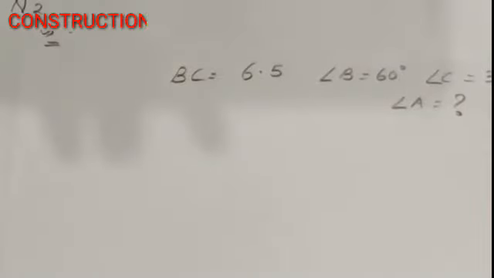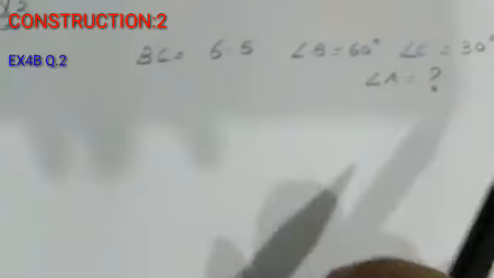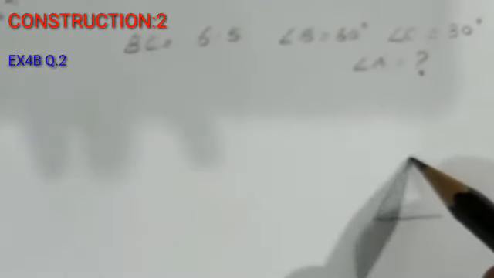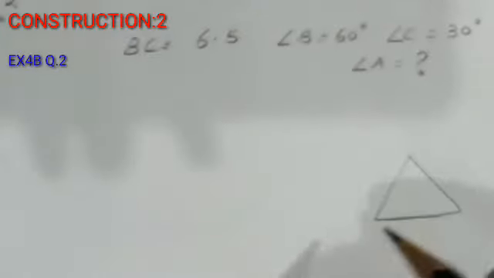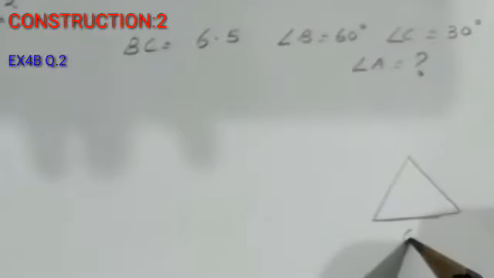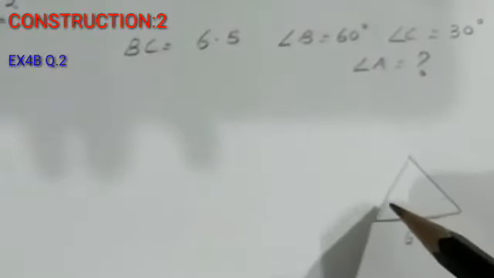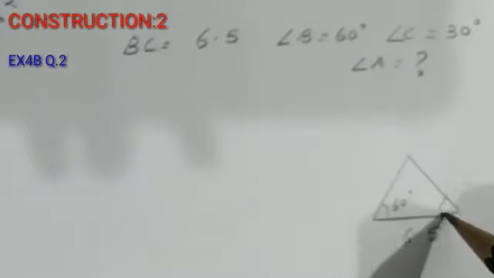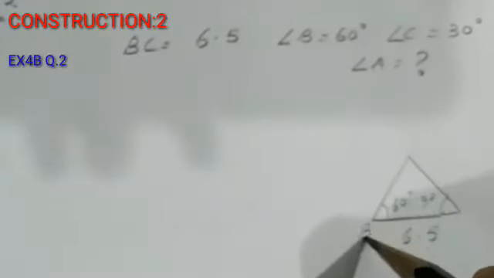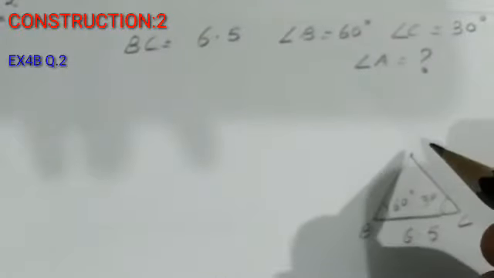Children, let's move to construction 2, when you are given two angles and included sides. So I'll take question number 2 of exercise 4b. Question 2 is: draw a triangle ABC in which BC equals 6.5 centimeter, angle B is 60 degrees and angle C is 30 degrees. So this is the rough figure. From here you will get the steps of construction.